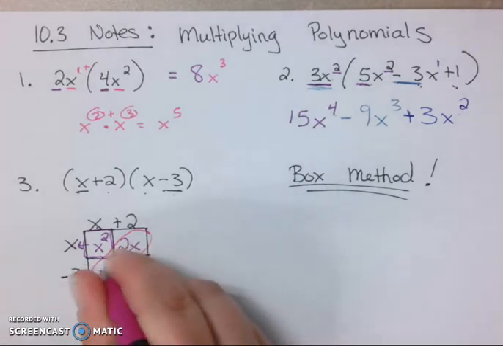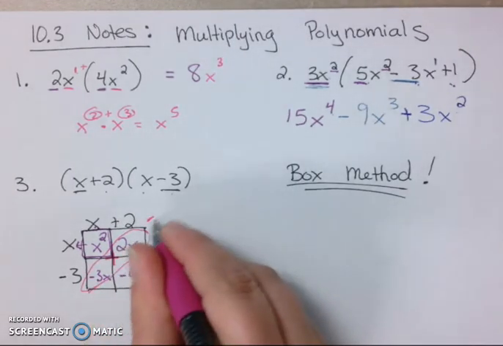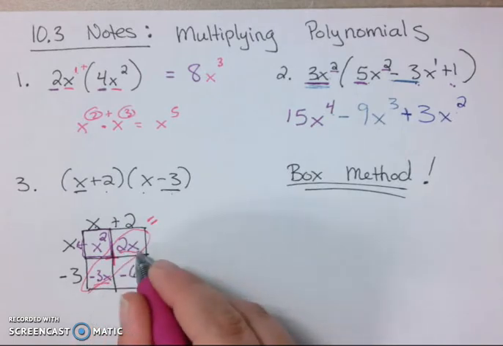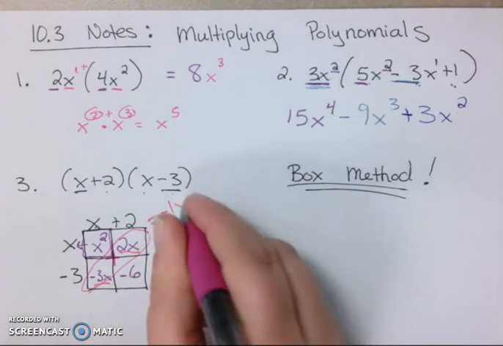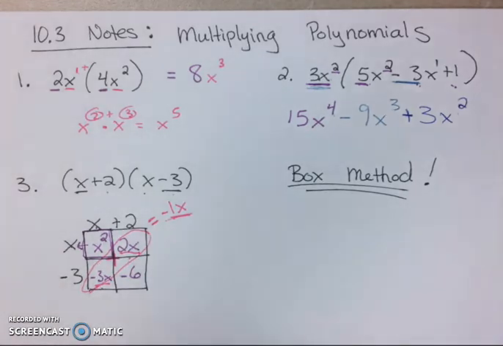You take this cross in the box and I make it a plus sign, and I'm going to put the equals out here in the corner. Negative 3 plus 2x is negative 1x. So I'm combining like terms to get my answer here. And guys, this is the answer. This is how you do it.